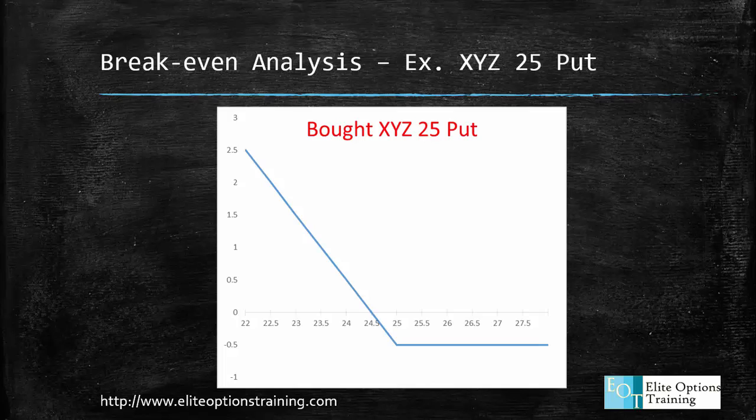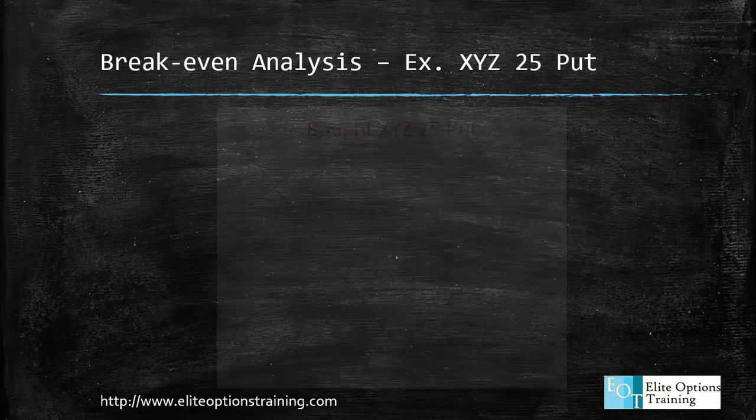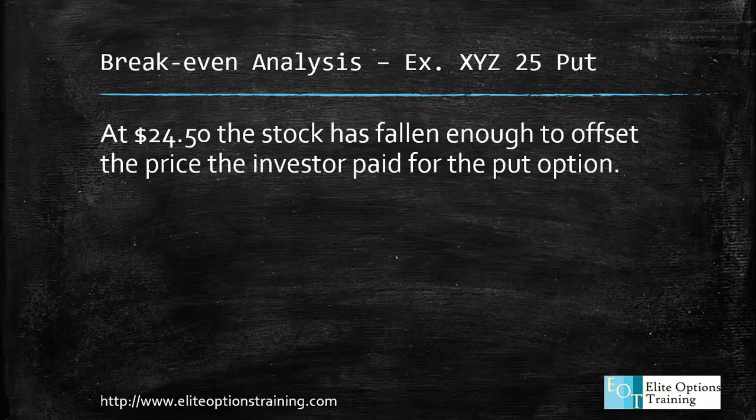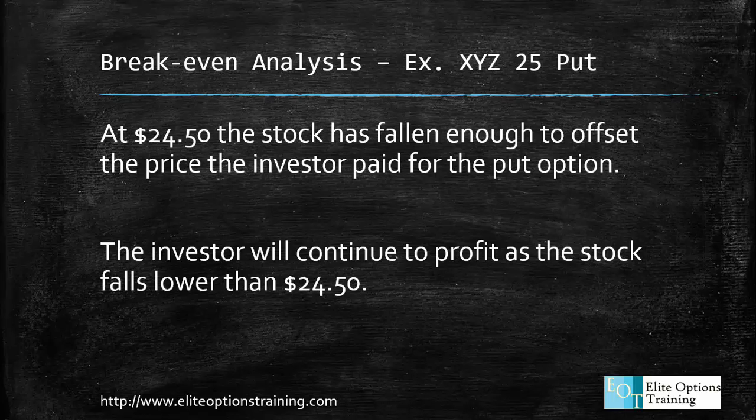Between $25 and $24.50, that put option begins to gain enough intrinsic value to cover the cost that the investor paid for the option. And just as in the call option example, once it passes the break-even point, it continues to increase in value. So at $24.50, the stock has fallen enough to offset the price the investor paid for the put option. The investor will continue to profit as the stock falls lower than $24.50.